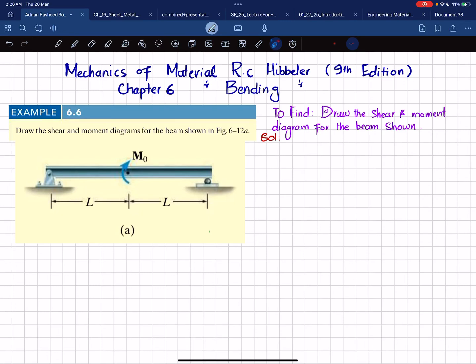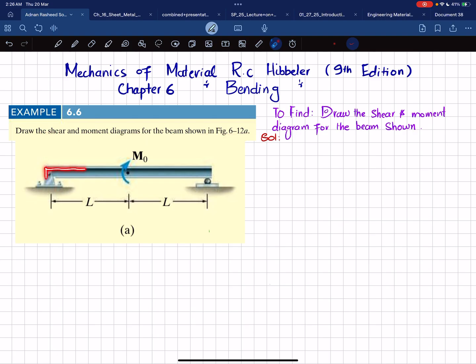In this video, we are going to solve example 6.6 that is taken from chapter number 6, Bending, and the book name is Mechanics of Materials by R.C. Hibbeler, 9th edition. The statement is: draw the shear and moment diagram for the beam shown in figure 6-12A. So this is the figure.